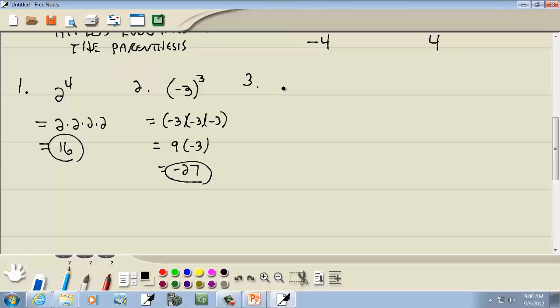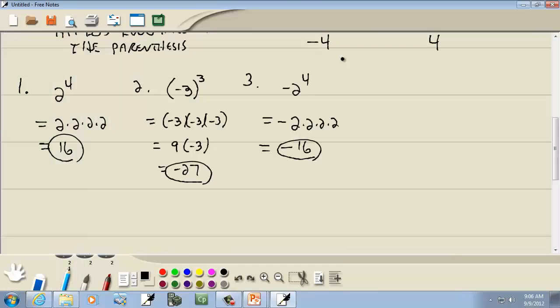This one we got negative 2 to the fourth. And now remember what I said. Exponent only affects what's to its immediate left unless there's parentheses. So this fourth power is not going to affect the negative. That just stays out in front. And 2 to the fourth means we got 4 2s. Well, we've already seen that 4 2s is 16, so our answer is negative 16.